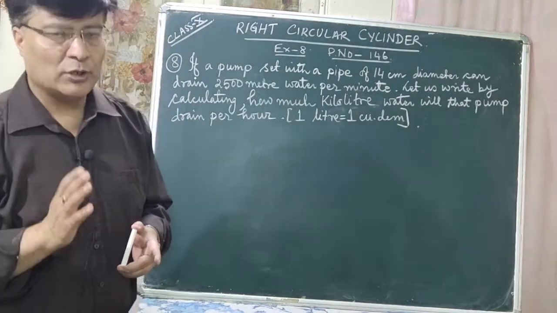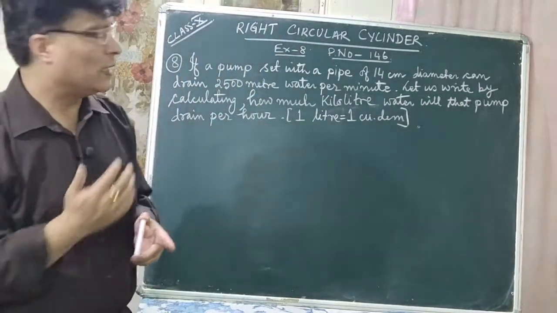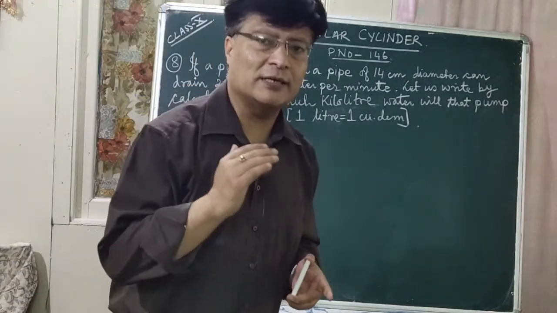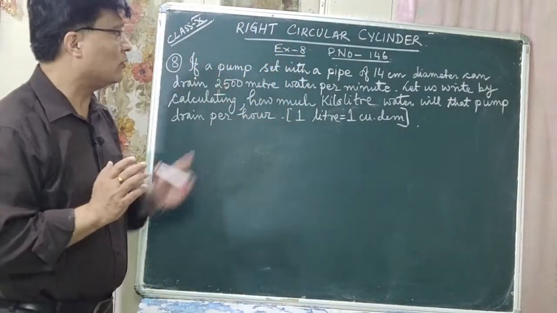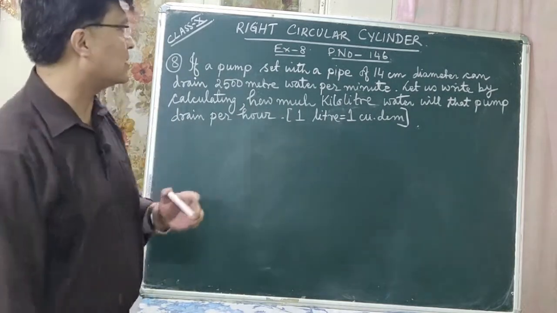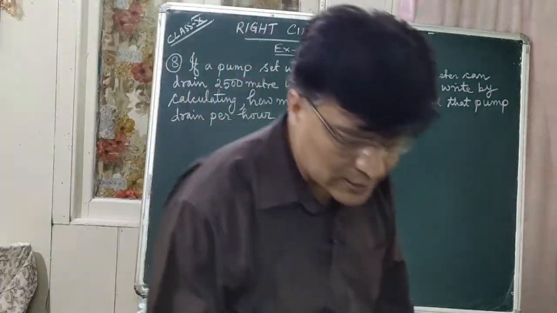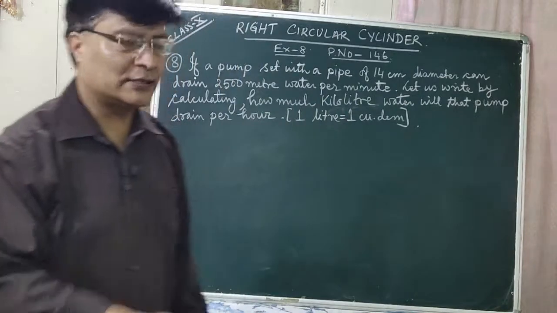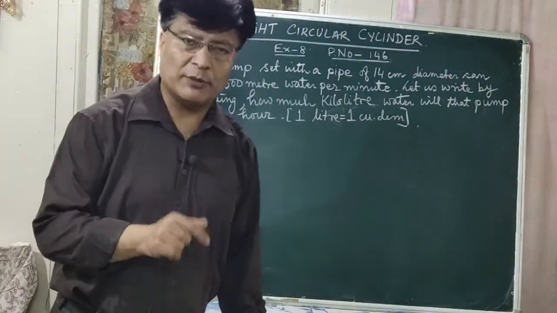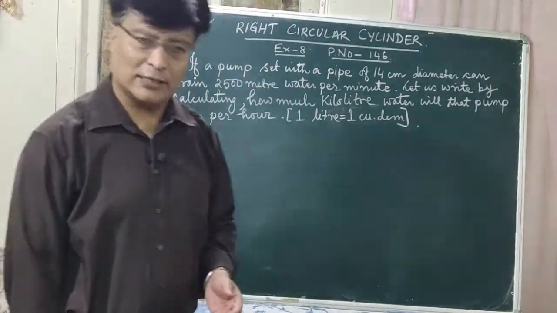So I hope you have understood all these formulae, and I think you revised all the problems that we did so far. Okay, so now I'm doing this right circular cylinder. This is the continuation class. So same exercise, exercise 8, page number 146 from the book Ganit Prakash for class 10 by West Bengal Board of Secondary Education.